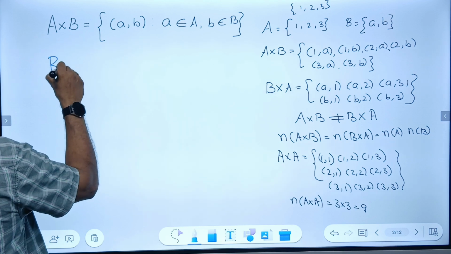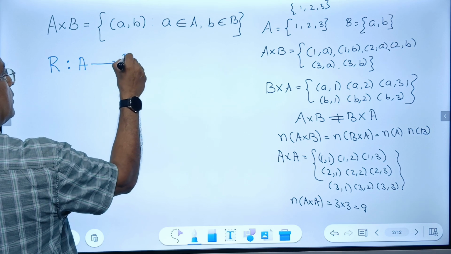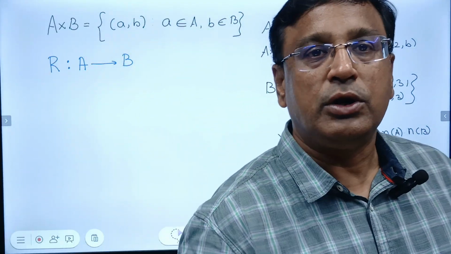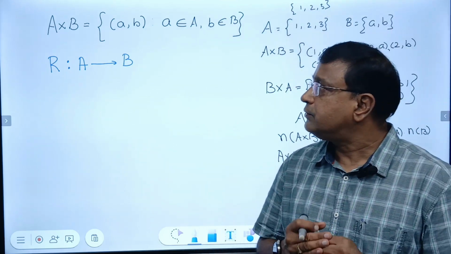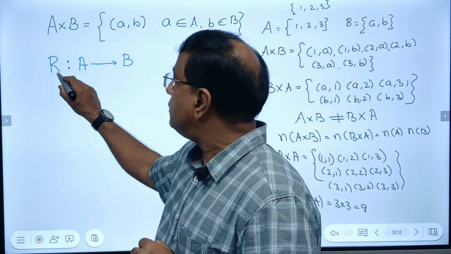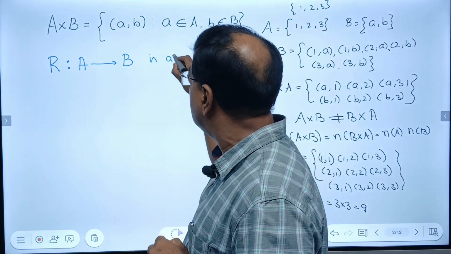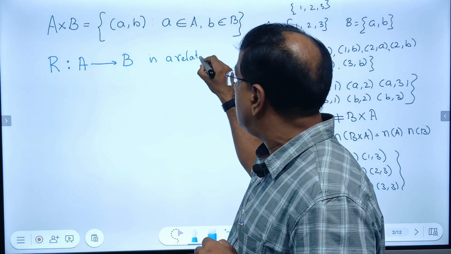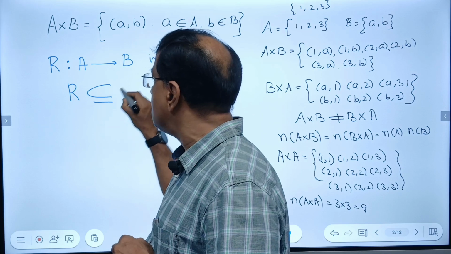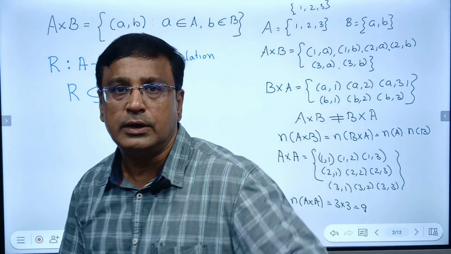R is a relation from A to B. I'm going to relate two sets. I have set A and I have set B. I'm going to relate them. R is a relation from A to B. Now what is the definition then? R is a relation from A to B. Then what does it mean? Then R will definitely be a subset of what? A cross B. You have studied this in 11th.